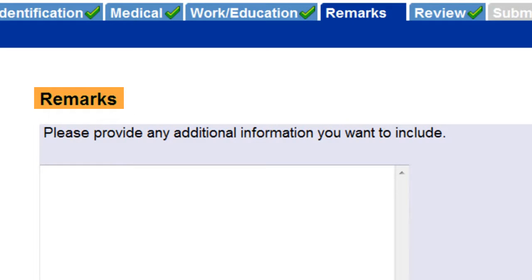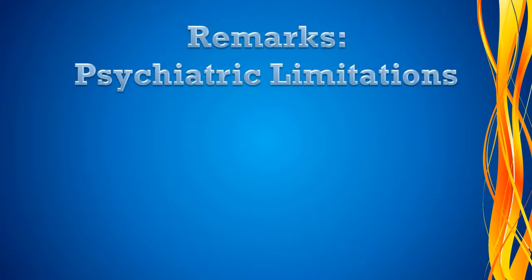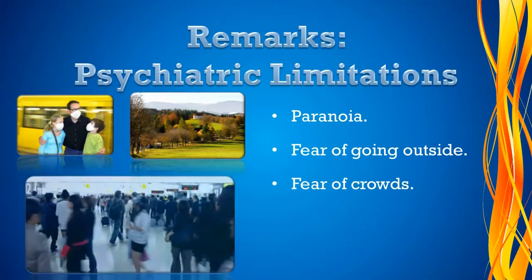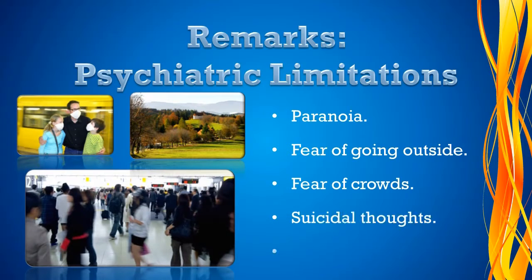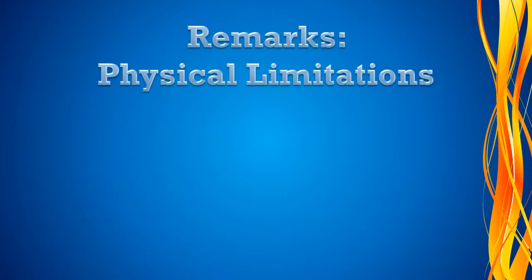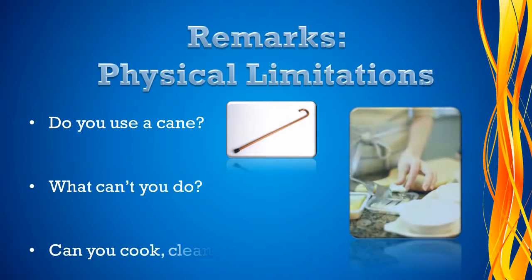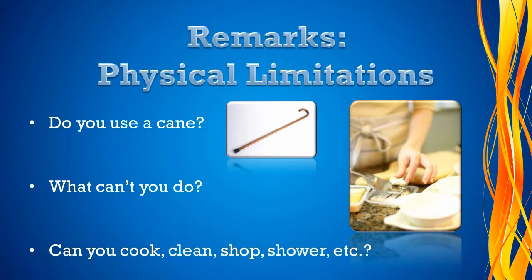The next section is for remarks. You may enter any additional information that you feel Social Security will need in order to make a decision. Here are a few examples of what could be included in this section. If this is a psychiatric case, include any symptoms that you may have, like paranoia, you're afraid to go outside, you cannot be in crowds, or you have feelings of suicide or have made a suicide attempt. If this is a physical case, you can include things such as the use of a cane, inability to complete activities of daily living such as cooking, cleaning, shopping, showering, due to your pain or limitations.